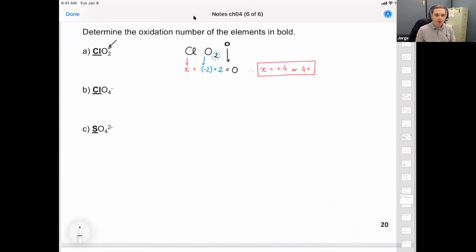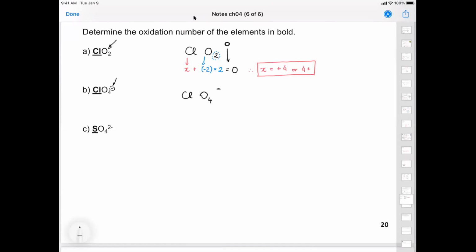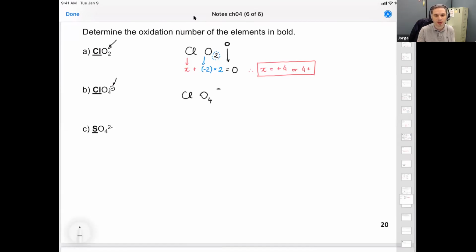The second example, now there is a slight difference in this compound. For ClO4, pay attention here, because now we have a net charge for the compound, and the net charge is 1 minus. The result of having a net charge of -1 is that the sum of the oxidation numbers has to be equal to -1. Always pay attention to that.